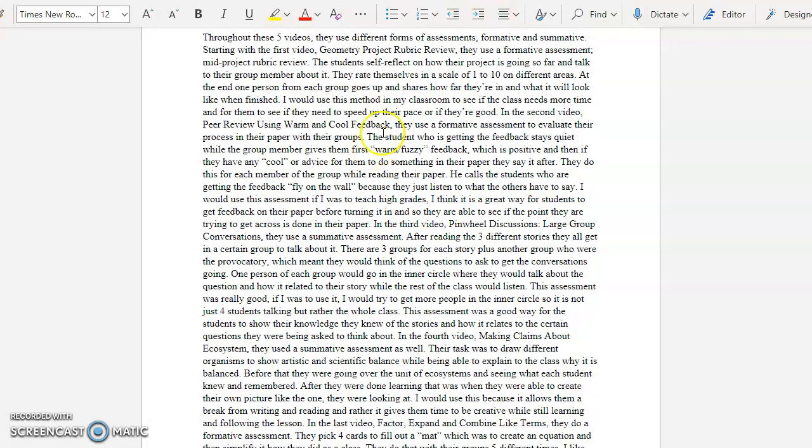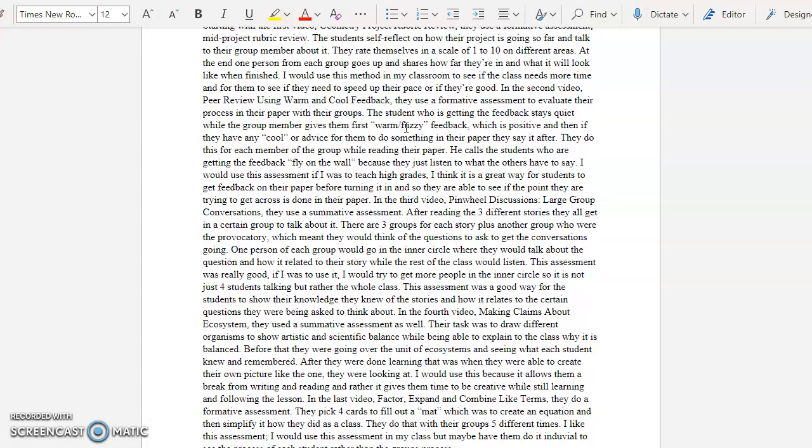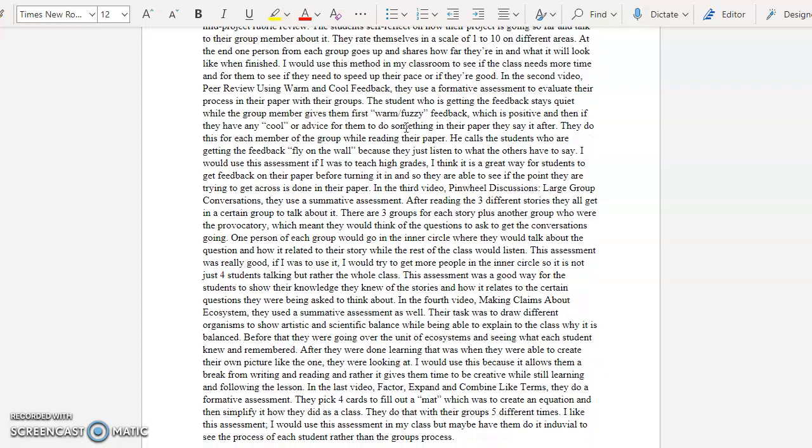And at the end of the group discussions, there goes at least one person from each group to share with the whole class about how far their project is going and what they expect it to look like at the end when it's due. I really like this assessment because it gives them the ability to see how far others are at, so if they need to pick up the pace, they can do so after. So I would definitely use that in my classroom.